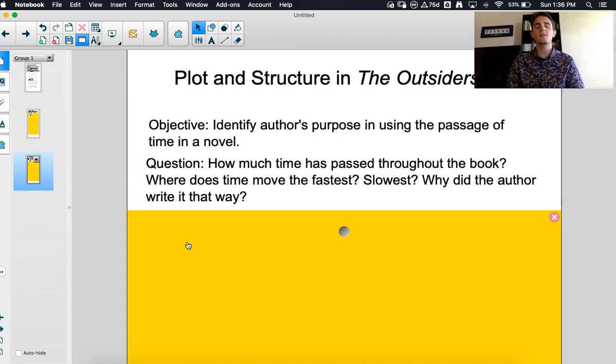The question that I'm going to be modeling answering is how much time has passed throughout the book? Where does time move the fastest, the slowest, and why did the author write it that way?